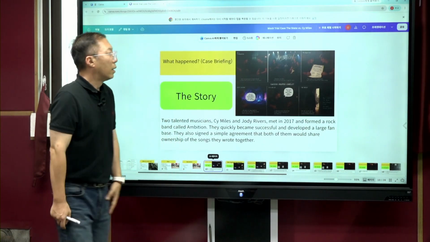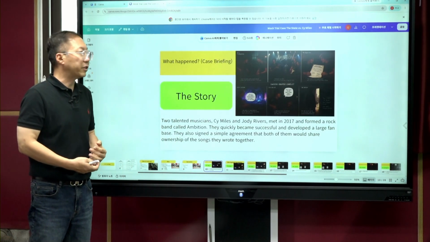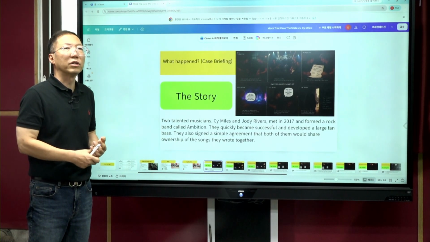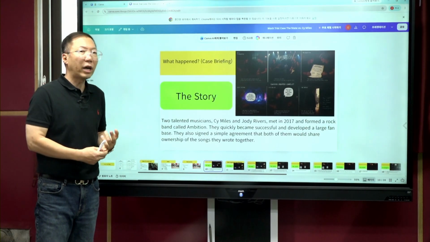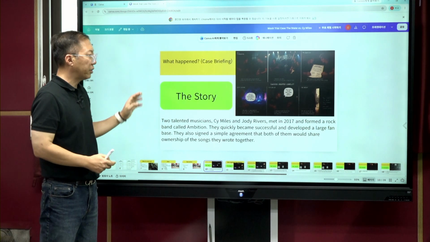So let's first check out our case. Our case is between the state of South Carolina and Cy Miles. Let's check what happened in our case.